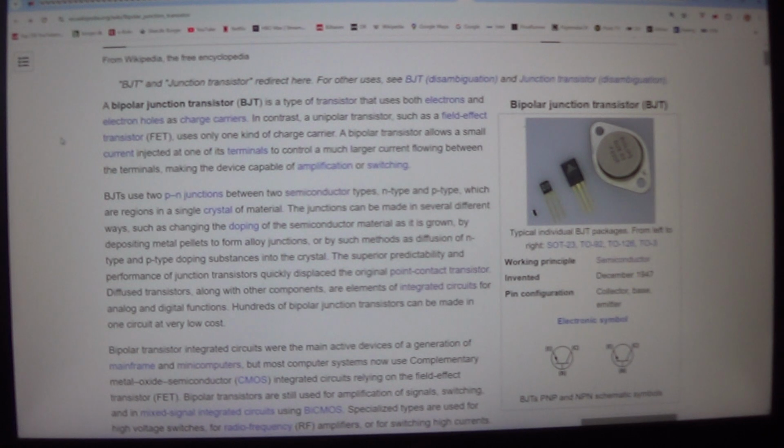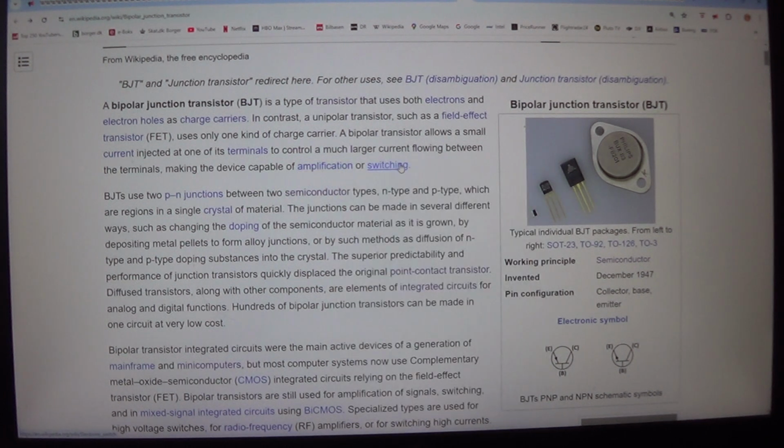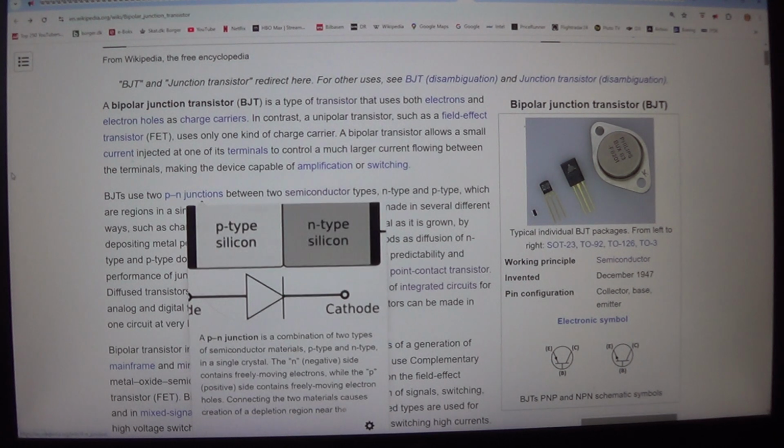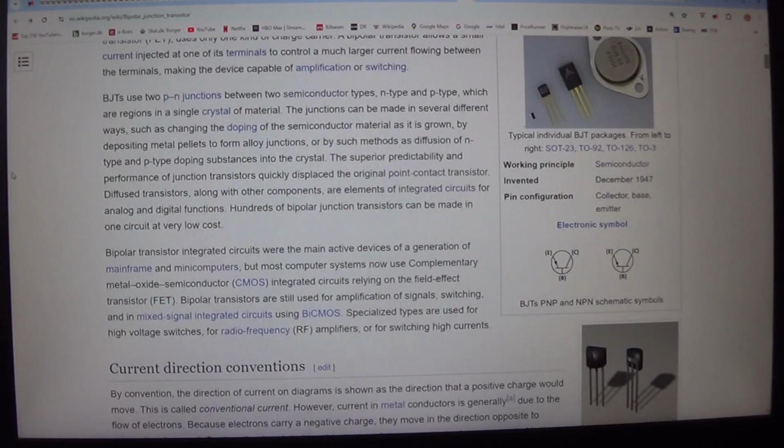A bipolar transistor allows a small current injected at one of its terminals to control a much larger current flowing between the terminals, making the device capable of amplification or switching. BJTs use two p-n junctions between two semiconductor types, N-type and P-type, which are regions in a single crystal of material. The junctions can be made in several different ways, such as changing the doping of the semiconductor material as it is grown, by depositing metal pellets to form alloy junctions, or by such methods as diffusion of N-type and P-type doping substances into the crystal.